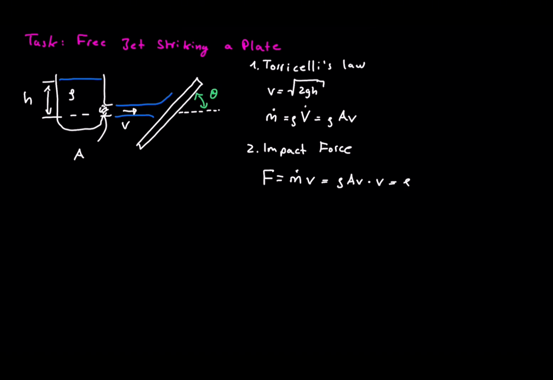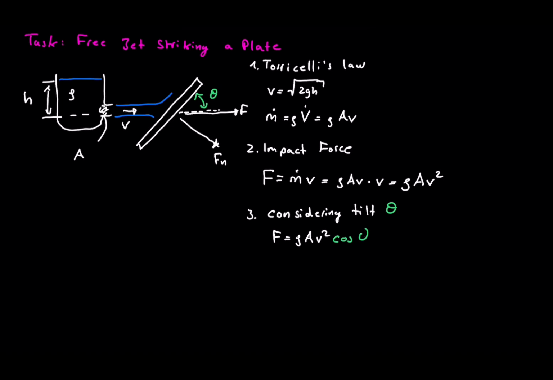If the plate is tilted at an angle theta, only the normal component of velocity changes. The force becomes density times area times velocity squared times cosine of theta. When the plate is vertical, cosine theta equals 1, and the entire jet momentum acts on the plate. That's how hydraulic jets can clean surfaces, cut materials, or drive turbine blades. Bernoulli gives the speed, Newton gives the push.